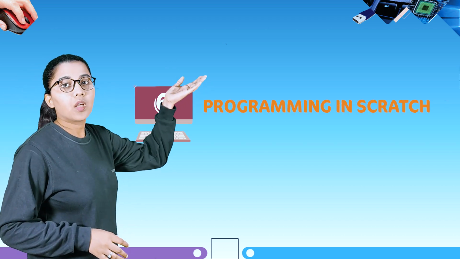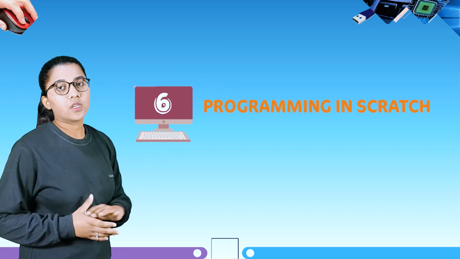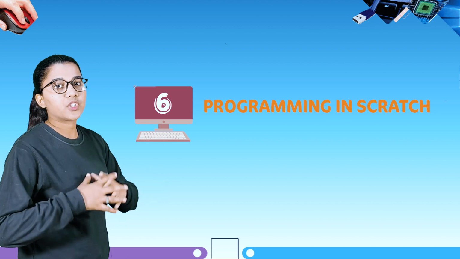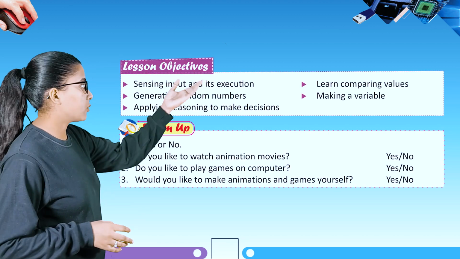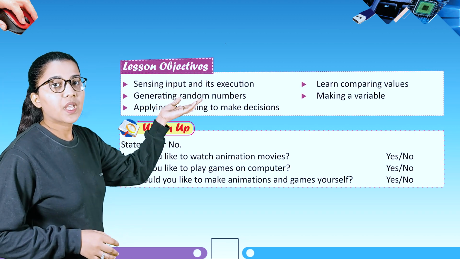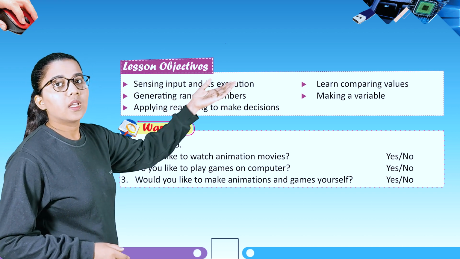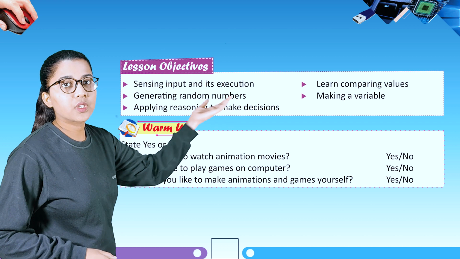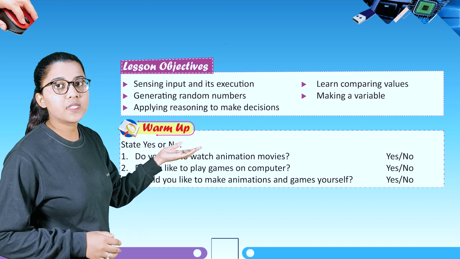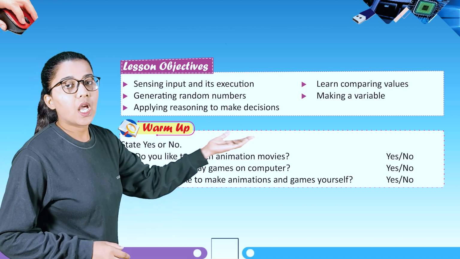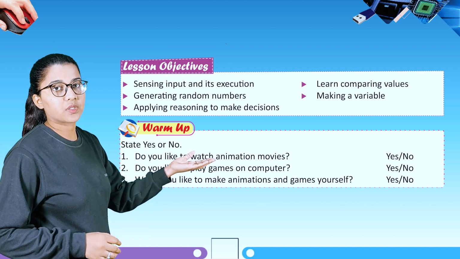Today we are going to learn about some very interesting chapters of computer. So let's start with our sixth chapter, that is programming in Scratch. So students, before we start our chapter, we have some lesson objectives, that is sensing input and its execution, learn comparing values, generating random numbers, making a variable, applying reasoning to make decisions.